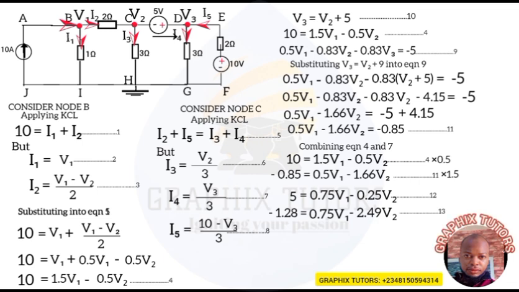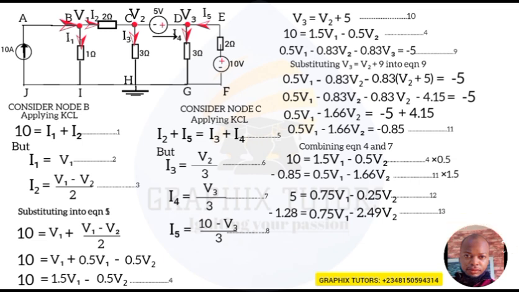Now, you see that the coefficient of V1 in equation 12 and equation 13 is now the same, which is 0.75. Since they are the same sign, what I have to do is subtract both of them in order to eliminate one of the variables. So what does that mean? It means that before I add them, I should multiply equation 13 by what? By minus what? Minus 1.